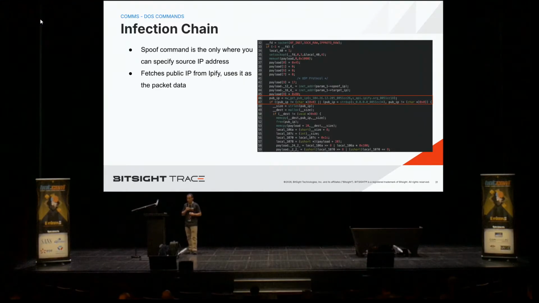What's interesting besides that is that for some reason, this is a UDP packet. What they do is they fetch your public IP address and place it inside the data of the packet and send it. So you might receive a UDP packet that could have a forged IP address, but inside the packet you'll see the actual public IP address of the victim.